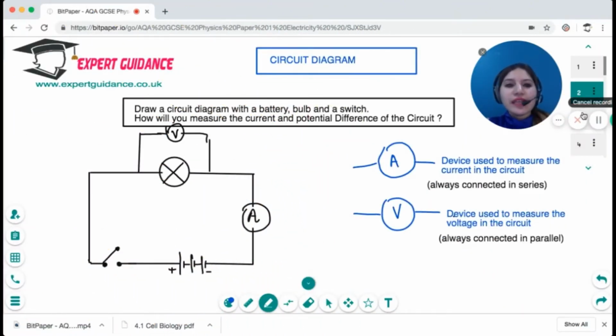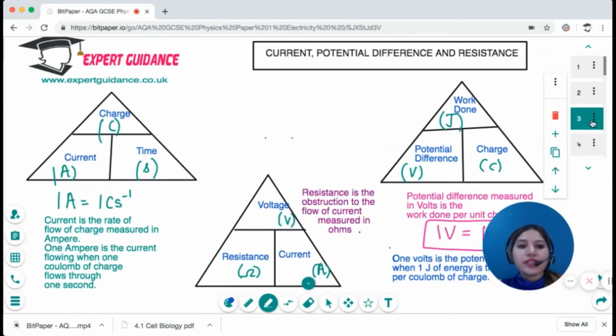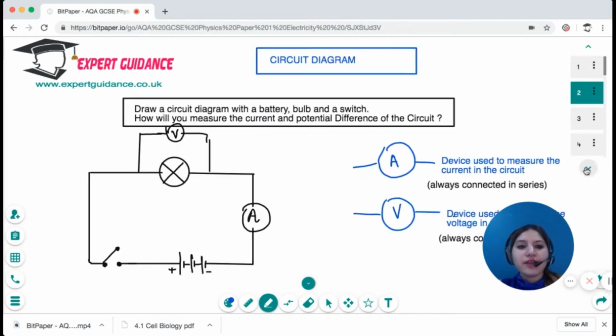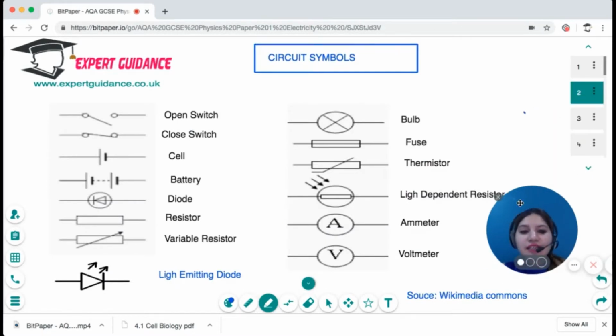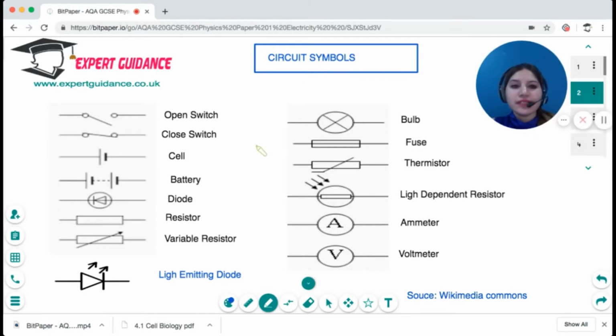Now, what are circuit diagrams? In circuit diagrams, you make use of circuit symbols. These are the circuit symbols which are in your syllabus, and you should know how to draw them. And if a circuit symbol is given to you, you should be able to spot what it is for. So if there is a circle and a line, that's an open switch.